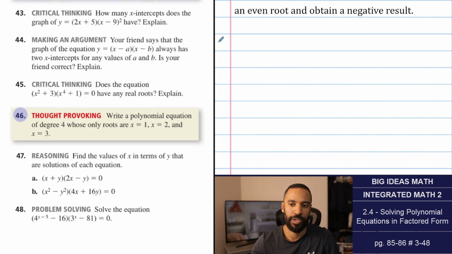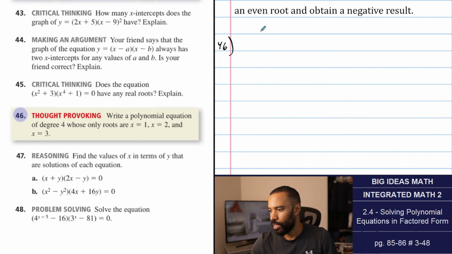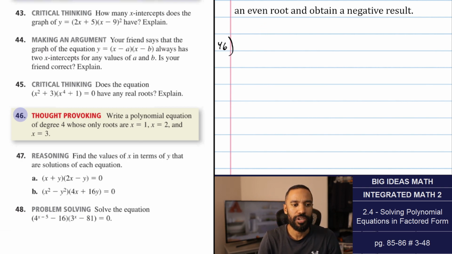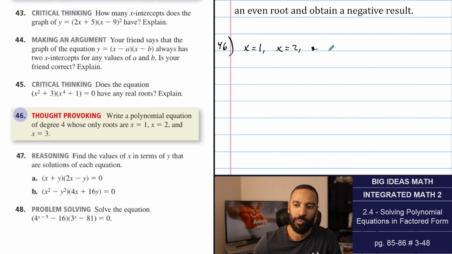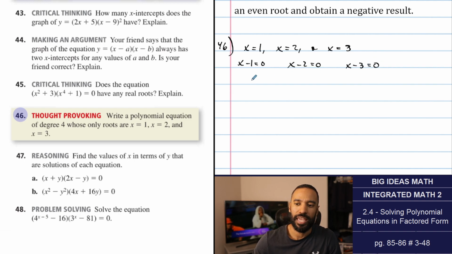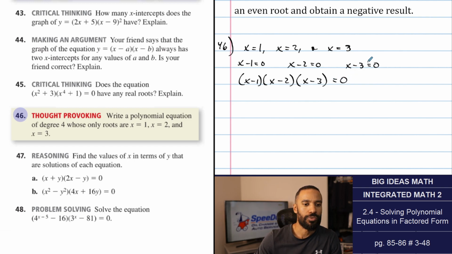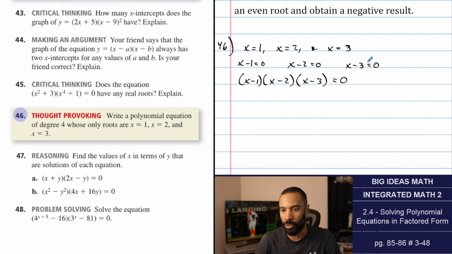All right, number 46, thought-provoking, which also means open-ended. So, thought-provoking: write a polynomial equation of degree 4, whose only real roots are x equals 1, x equals 2, and x equals 3. Okay, this does kind of go back to that graphing one. If these are the roots, then that means that x minus 1 equals 0, x minus 2 equals 0, and x minus 3 equals 0. That means that in a factored form version, I could multiply x minus 1 by x minus 2 and by x minus 3, and I would get that. So this would be a polynomial equation that would work out.